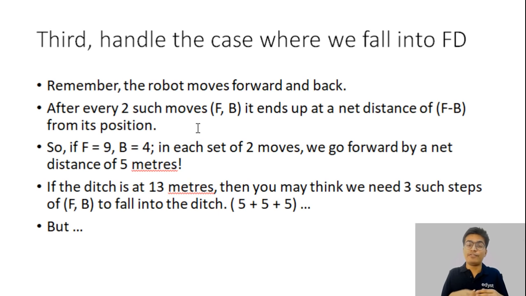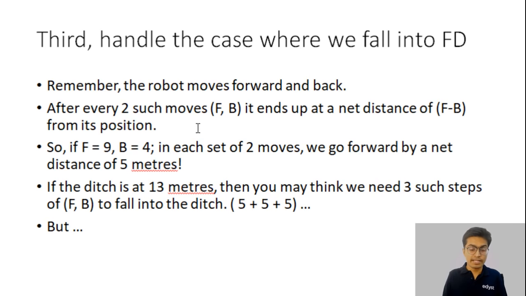So again, if we are able to make two steps at a time, one after the other, then we'll always move by the difference in the size of the forward and the backward step, by our net displacement, which is 5 units. In this case, if your F is 9 and your B is 4. In different cases, your net displacement is going to end up being different.